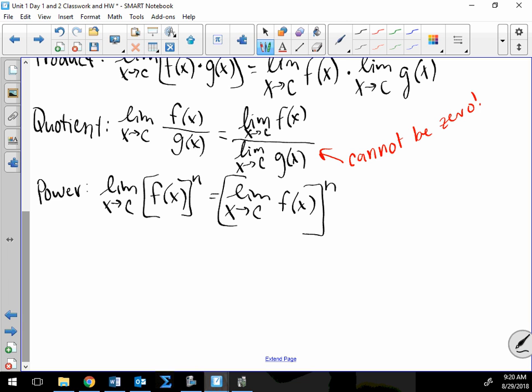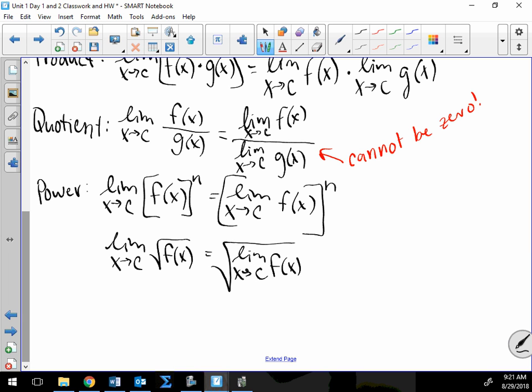Now this also extends to the root rule. If you remember your roots, so like square root, cube root, those can be written as powers, right? So likewise, if I have the limit as x approaches c of the square root of f of x, this can be rewritten as f of x to the 1/2, and that's taken outside. So we could rewrite that as the square root of that. Sometimes, depending on what resource you look at, some people might call it the same thing. Sometimes they write it as a separate one. It's like the root rule if you can't give it a name. But it comes from our power rule because roots can be written as powers.